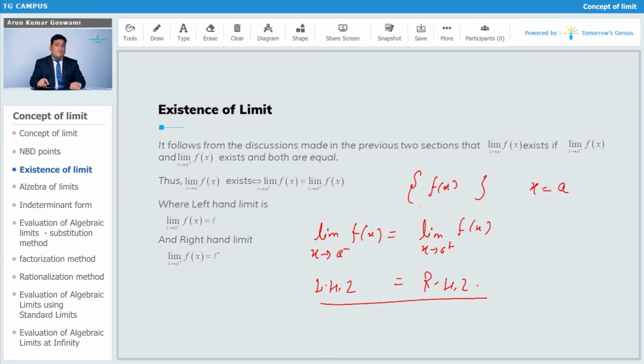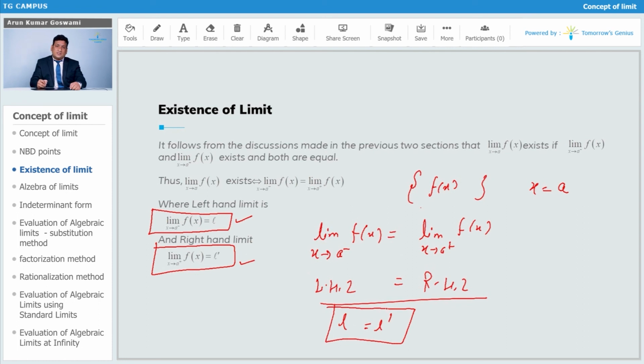Very, very important: if the limit doesn't exist, you cannot talk about continuity and differentiability at all. So you should check whether the limit exists or not, and if the limit exists, then we can proceed further to continuity and differentiability. Again, we have two limits, left hand limit and right hand limit. As x tends to a, if the left hand limit is L, the right hand limit should be L only. If I take this as L and this as L dash, then L and L dash should be equal for this limit to exist.